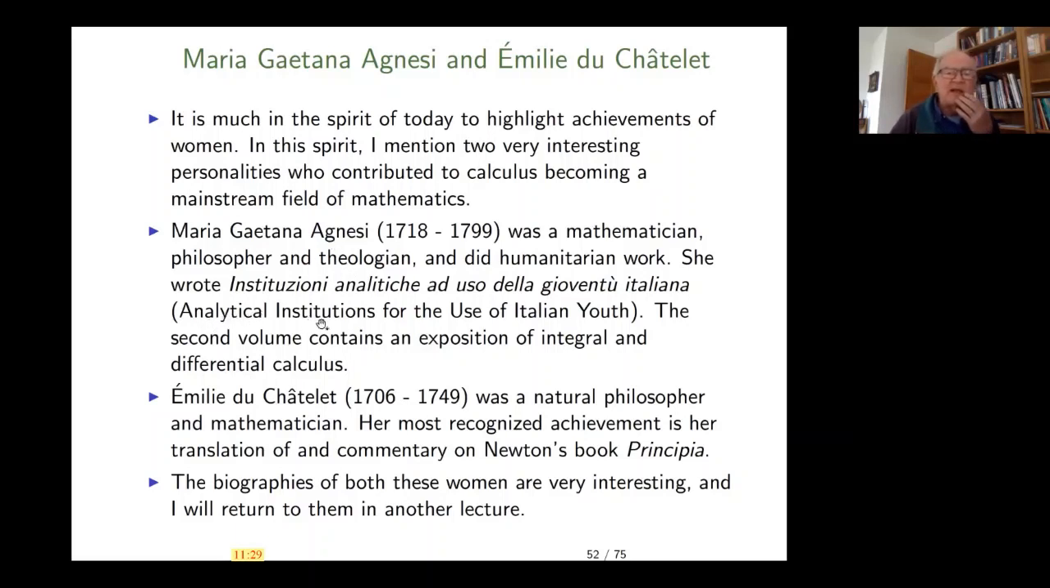Agnesi wrote the Analytical Institutions for the use of Italian youth, which is a work in 2 volumes, and the second volume simply contains an exposition of integral and differential calculus with examples, with her own explanations, just making Newton available to the Italian youth. This was written in Italian. Émilie du Châtelet translated Newton's work into French and published it, with her own comments and annotations.